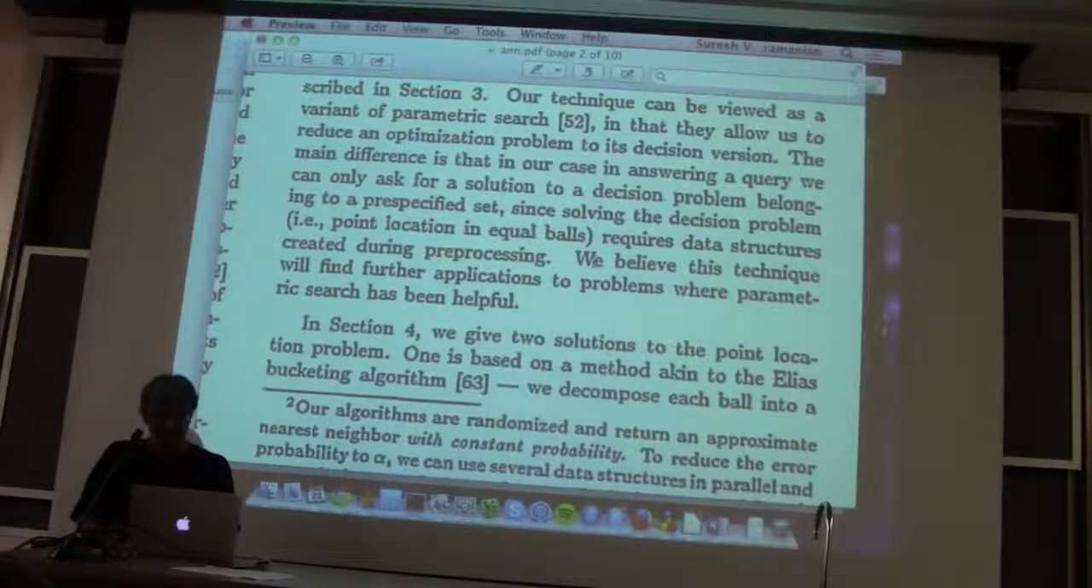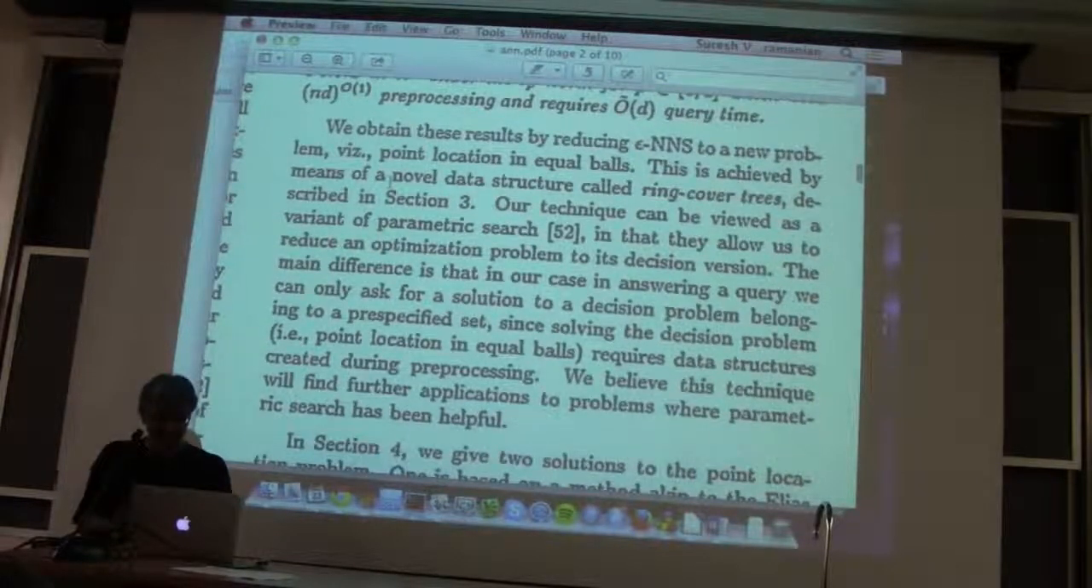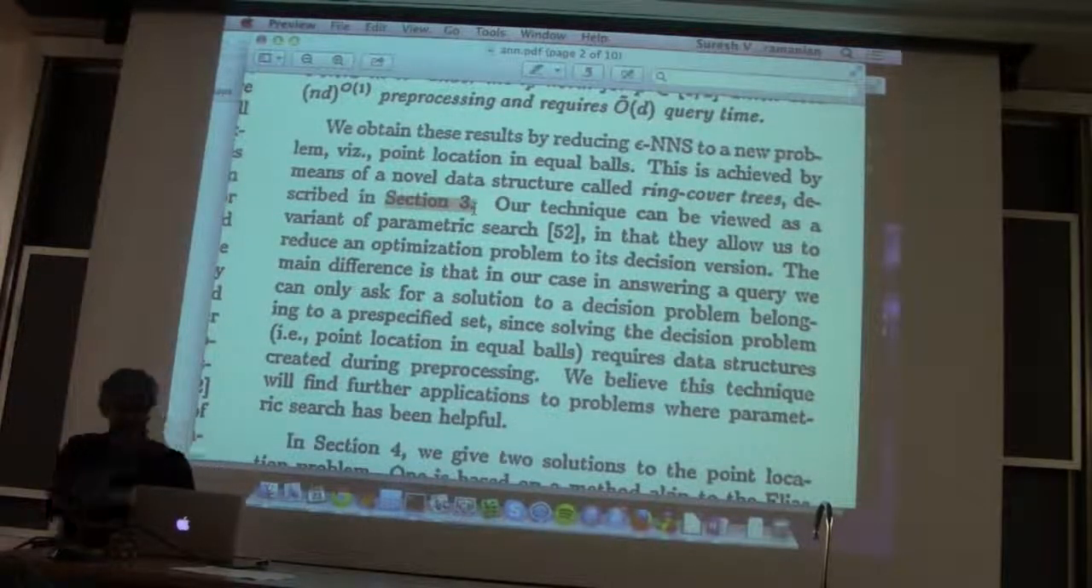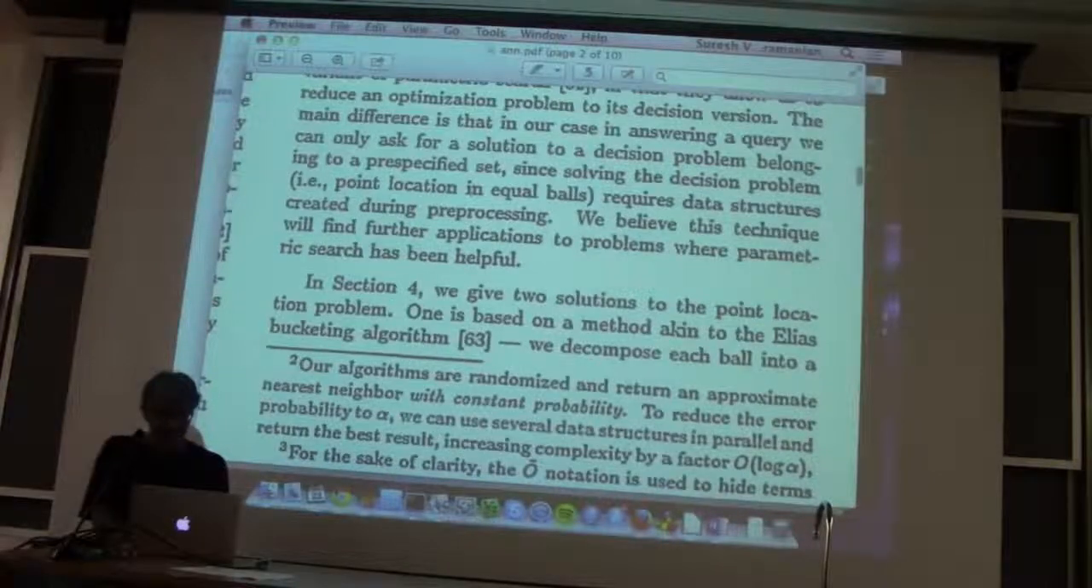In Section 4, we give two solutions. Okay, good. So Section 3, so now we have a map. Section 3 contains the idea. Section 4 gives solutions. One is based on something.